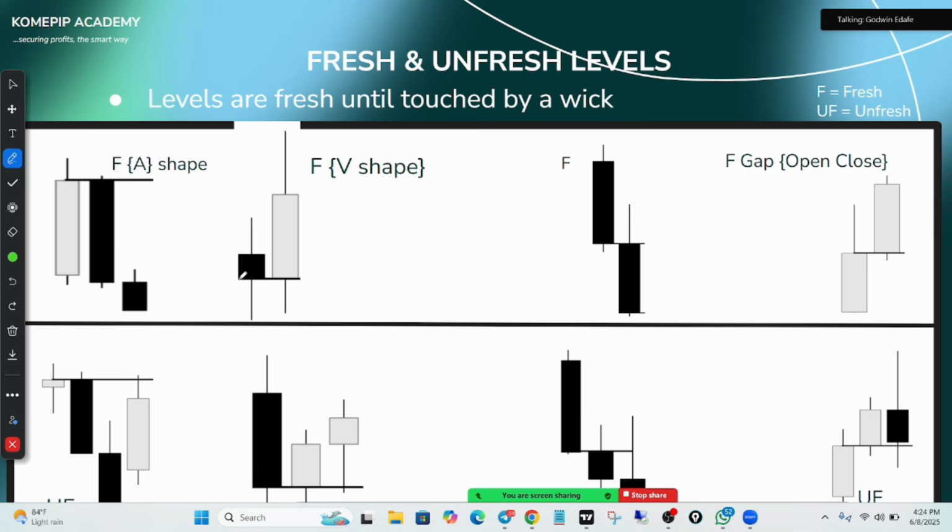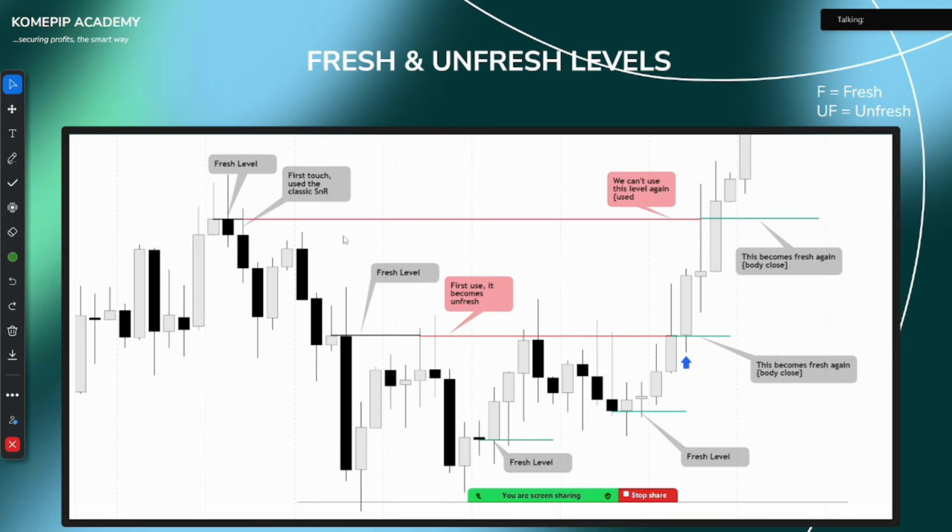And we have this as a fresh V shape key level. Then this we have as fresh open close. This is a bullish version, this is a bearish version, and this is a bullish version. All right.